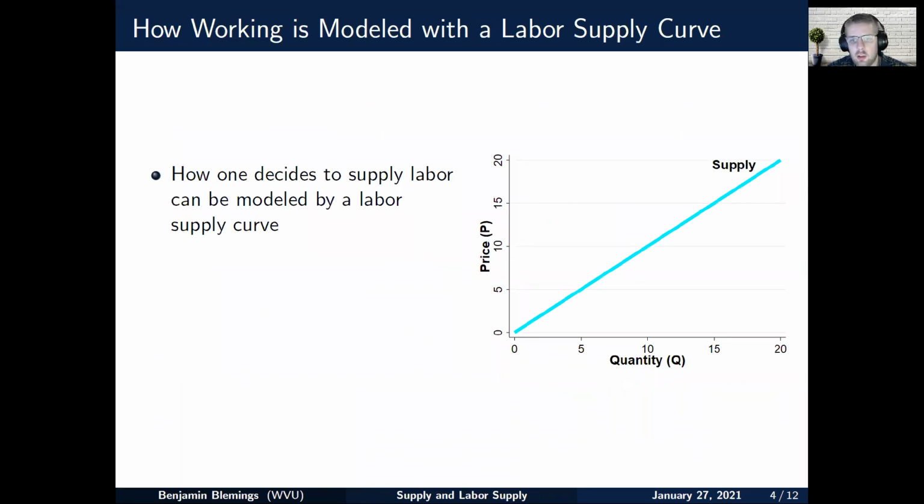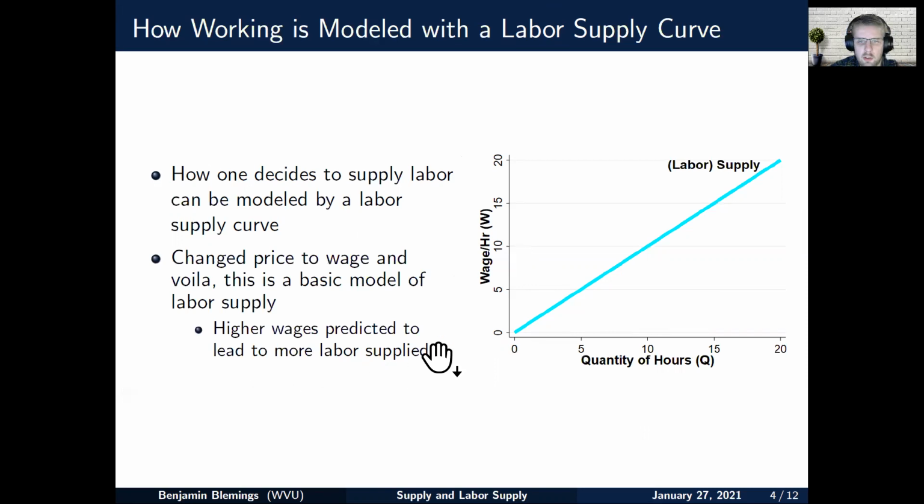So let's talk about the supply curve a little bit more. I briefly introduced this in week two, day one. This is just a supply curve with price on the y-axis and quantity on the x-axis. But it's pretty easy to adapt this to thinking about why individuals work. All we did was change price to wage per hour. And, voila, this is a basic model of labor supply.